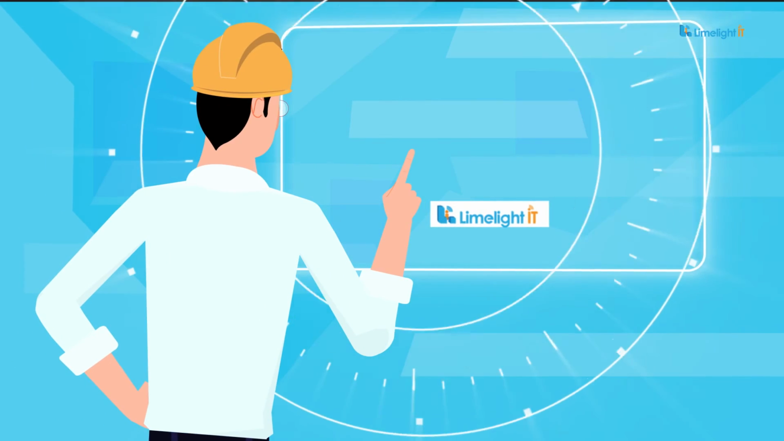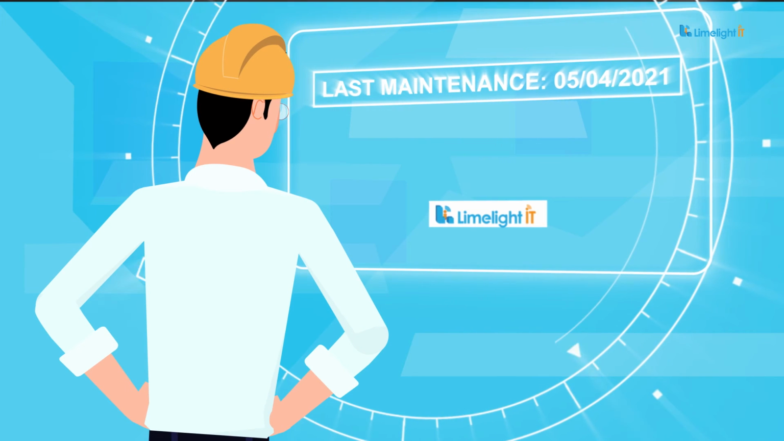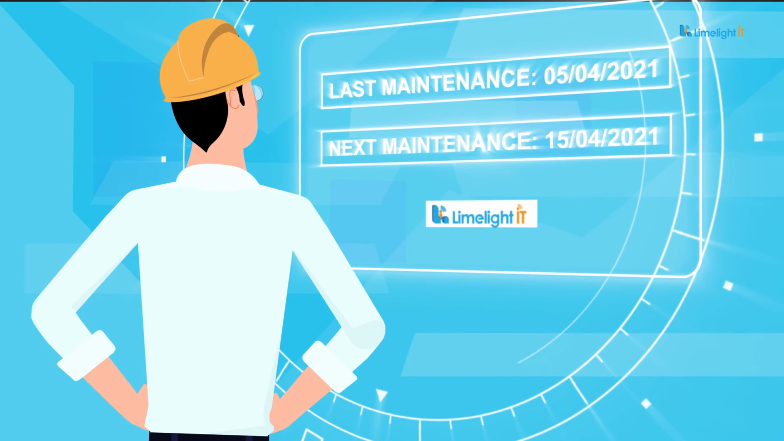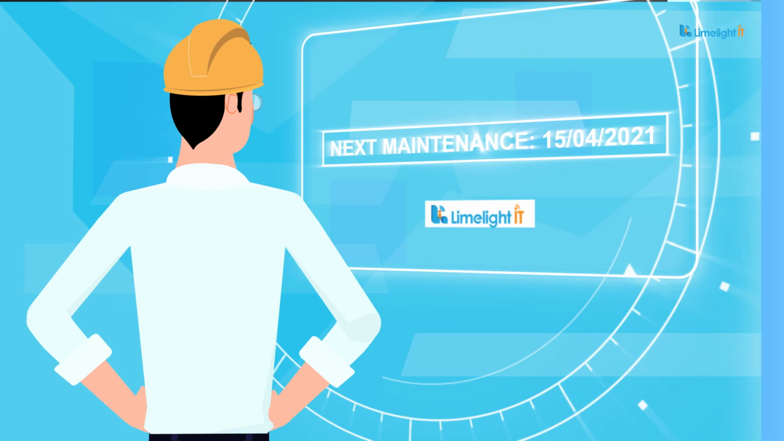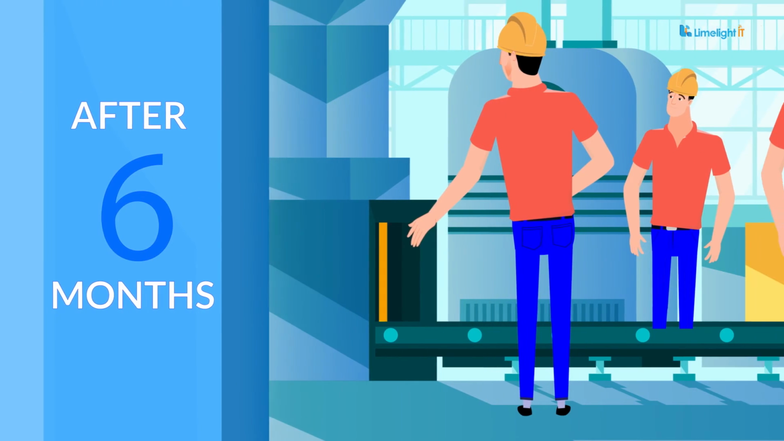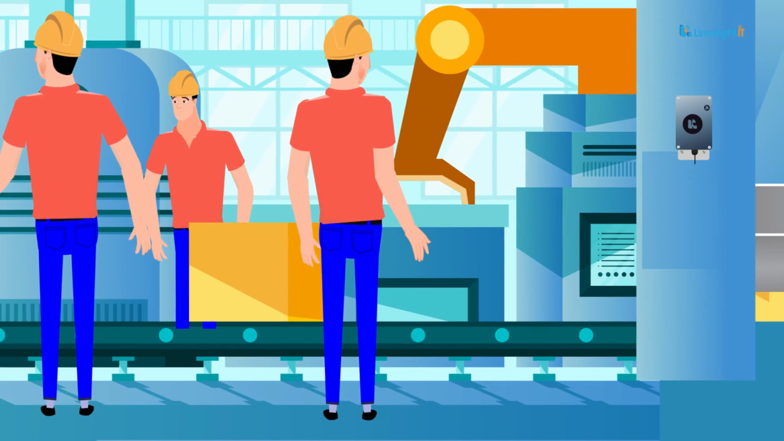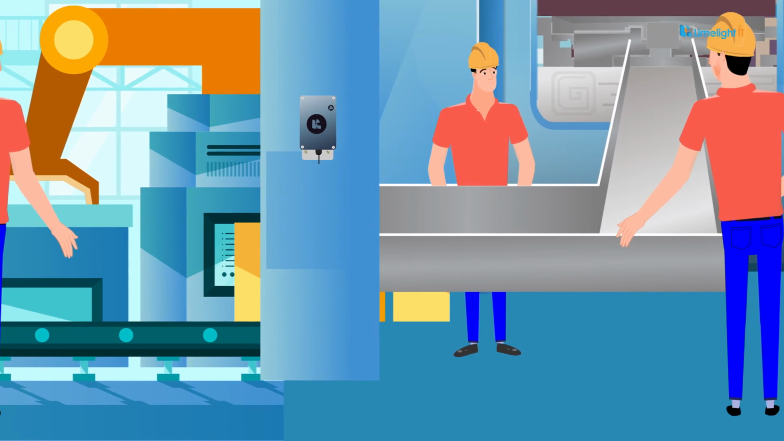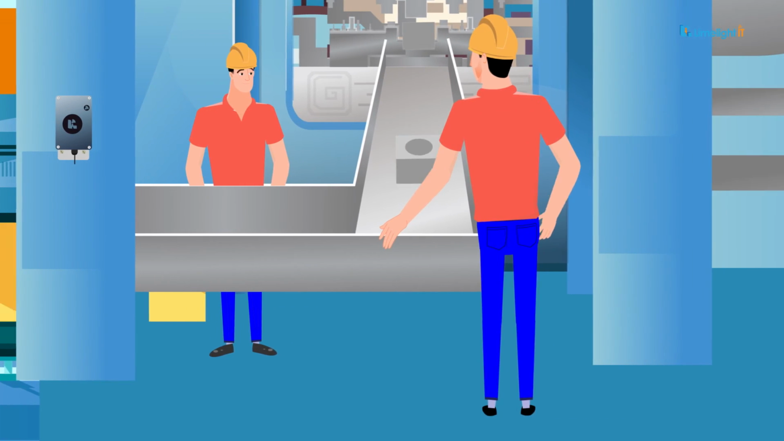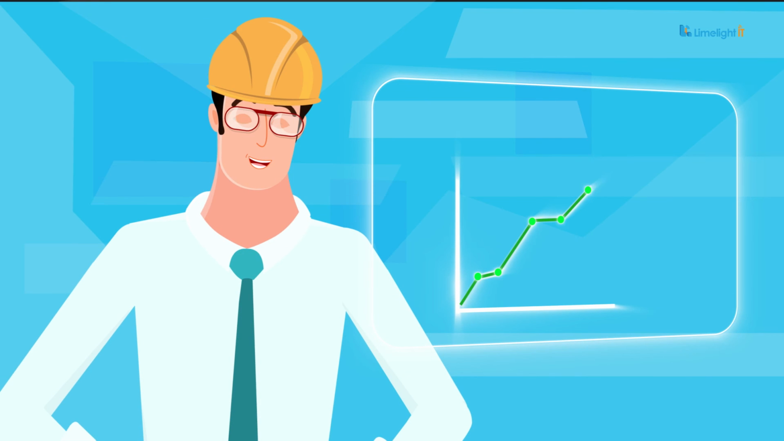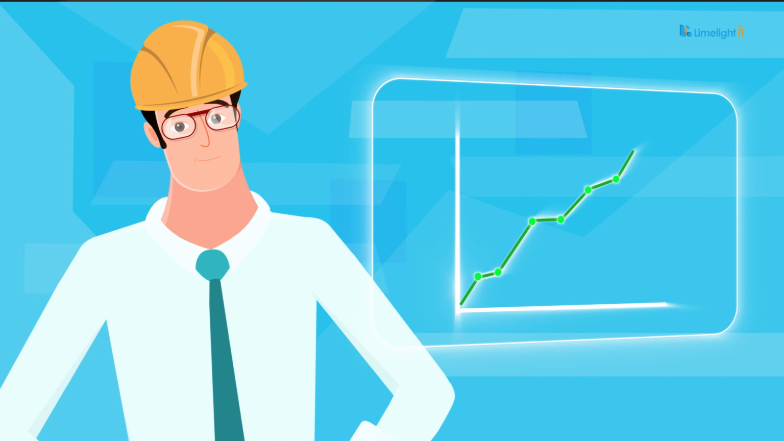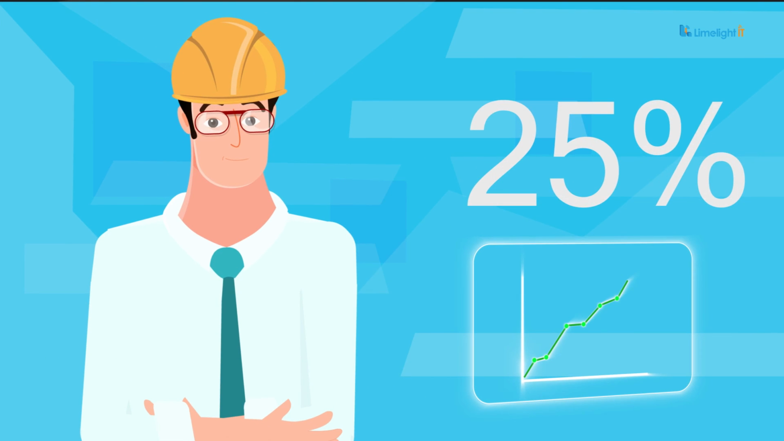He also automated the plant maintenance schedule using equipment vibration analysis system of Limelight. After 6 months, his plant is completely digitized for effective use of man, machine and material and has minimal unplanned downtime, which increases his plant production capacity by up to 25%.